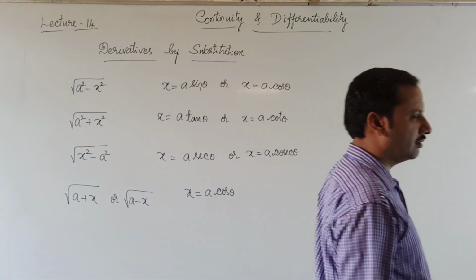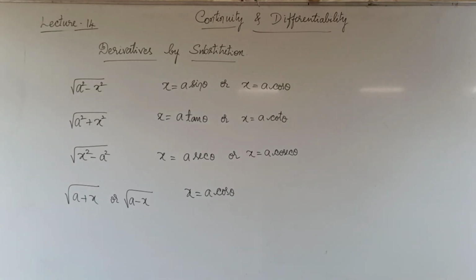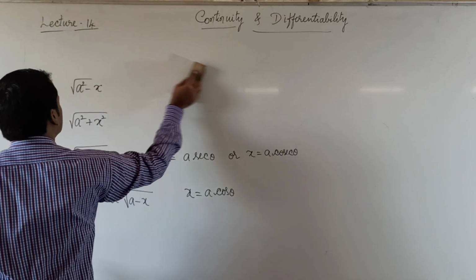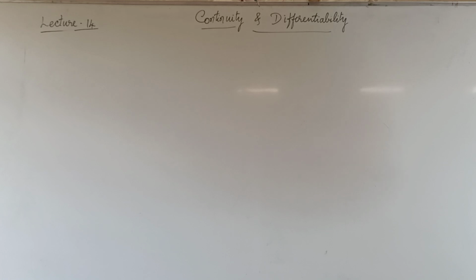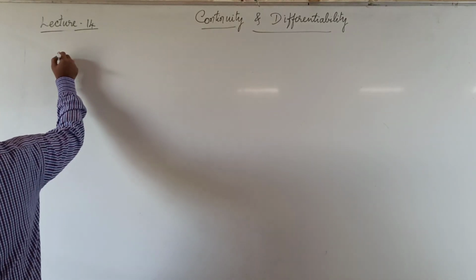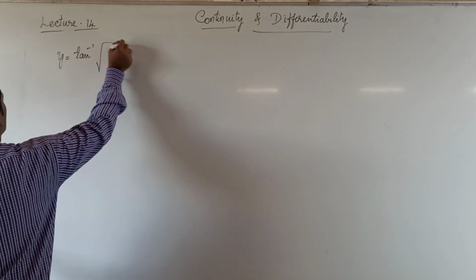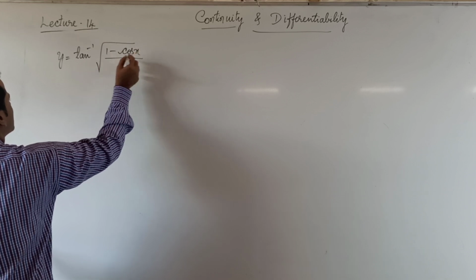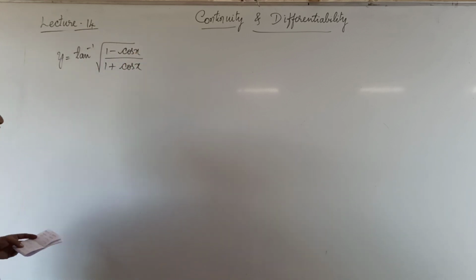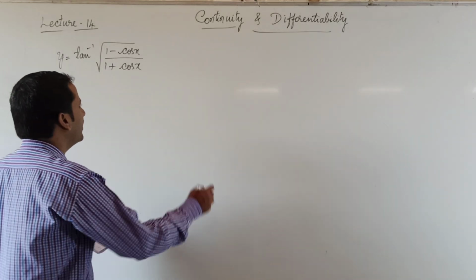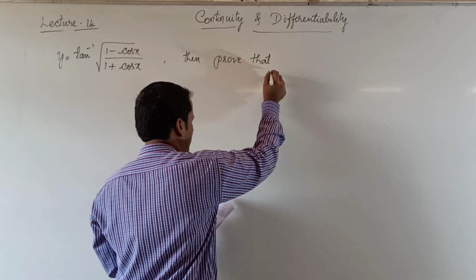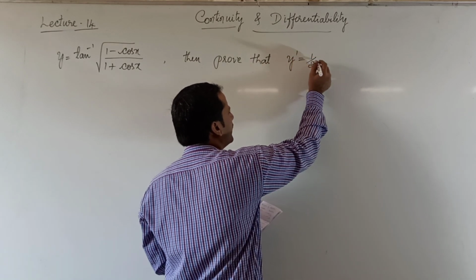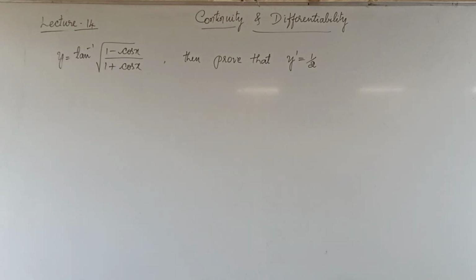Now let us solve a few problems on this. If y equal to tan inverse of root of 1 minus cos x divided by 1 plus cos x, then prove that y dash is equal to 1 by 2.